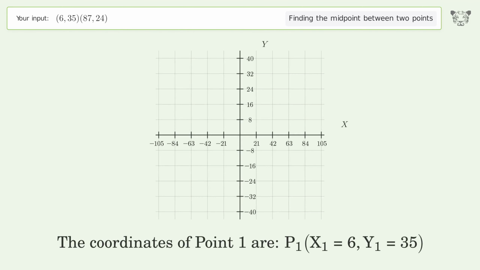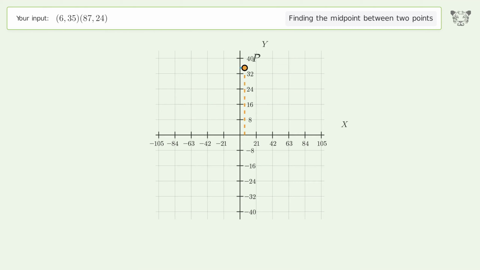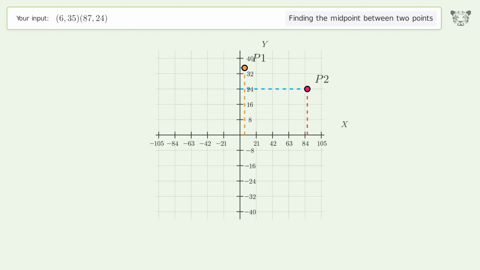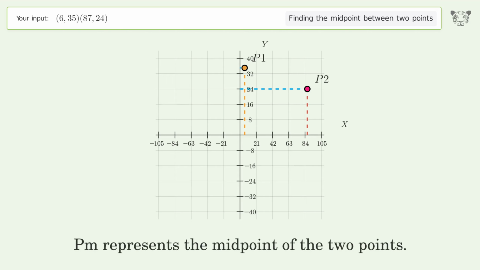The coordinates of point 1 are x1 equals 6, y1 equals 35. The coordinates of point 2 are x2 equals 87, y2 equals 24. PM represents the midpoint of the 2 points.